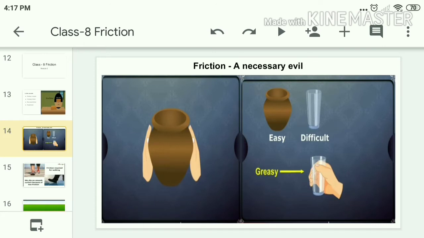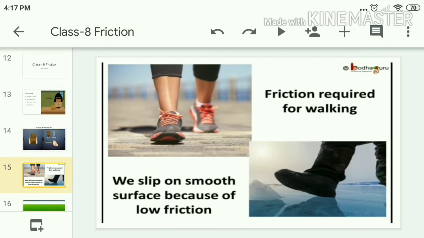We will observe now. It is easy to hold an earthen pot, but can you hold a glass that easily if it is surrounded by grease? No. Why? An earthen surface is rough, so it is easy to hold. Whereas glass with grease over it produces less friction, so we are not able to hold it properly as in the case of an earthen pot. The same way, friction helps us to walk on the floor.